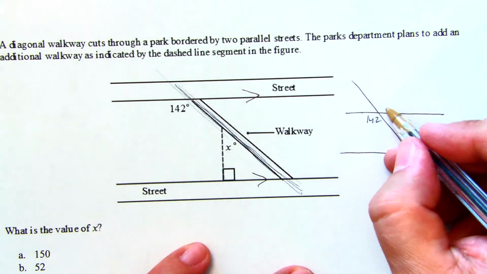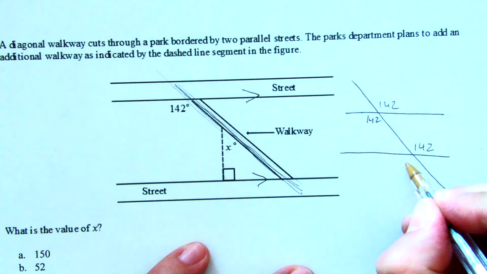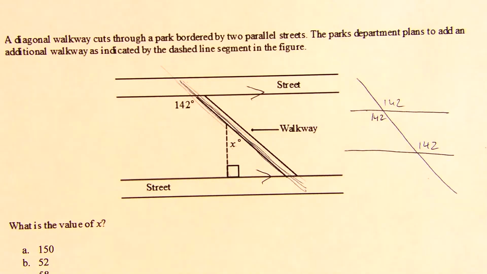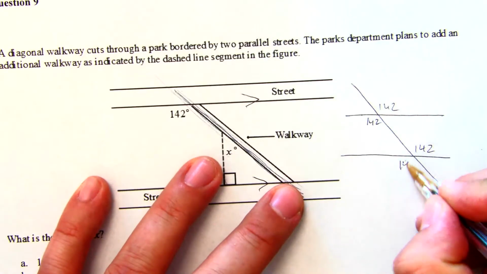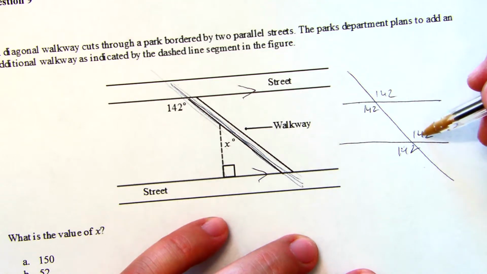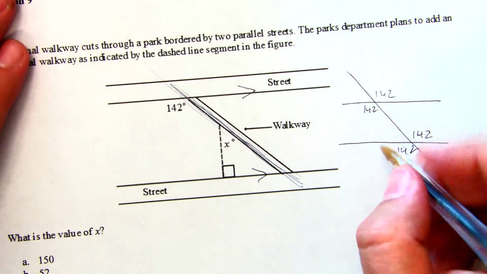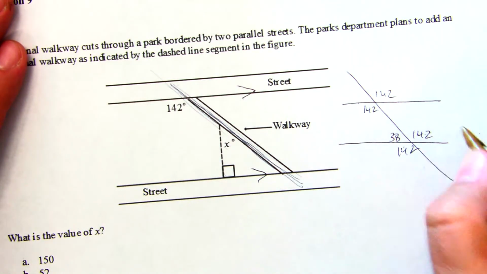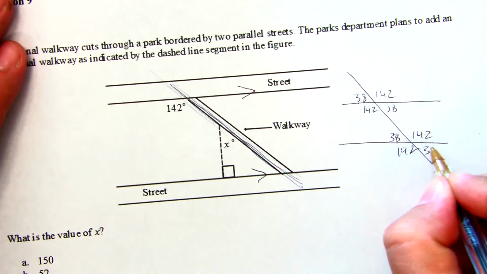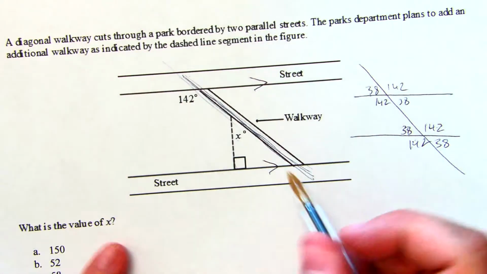I know that all the big angles are 142, so this is 142, this is 142. Right, this is 142. Okay. And then I also know that if this is 142, then all these little angles are supplementary, so 180 minus 142 is 38. So this angle is 38, and 38, 38, and 38. I don't know how this is going to help me exactly, but I'm going to write it all down now so I know. Okay, now I go back to this thing.